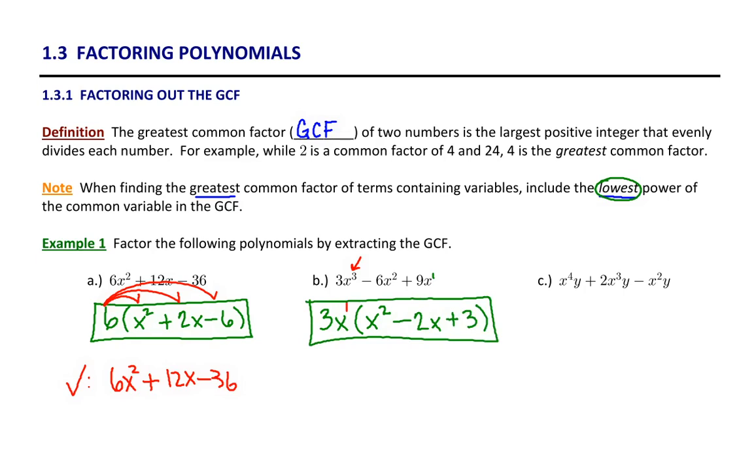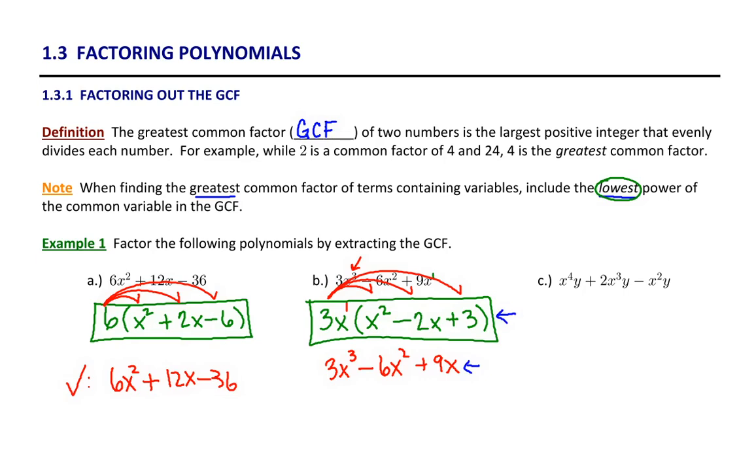But again, it's always a good discipline to learn how to check your work. So I'm going to double check by doing the opposite, which is multiplication. So 3x times x squared gives me 3x cubed. 3x times negative 2x gives me negative 6x squared. And finally, 3x times 3 gives me 9x. That matches the original problem exactly, so we've done it right. Now, this is our answer, and that was our check step. So what we have in the box there is our final conclusion.